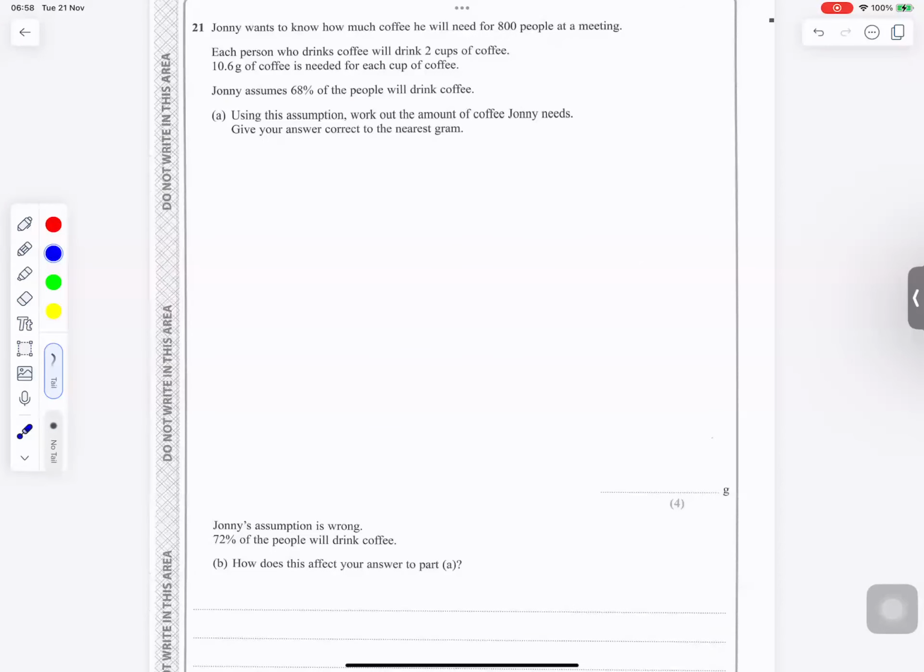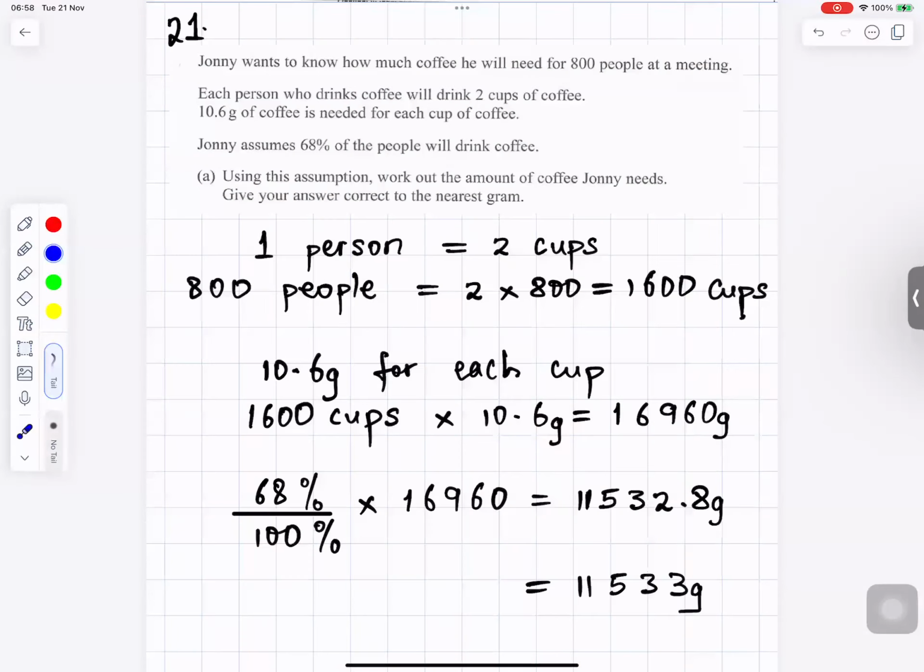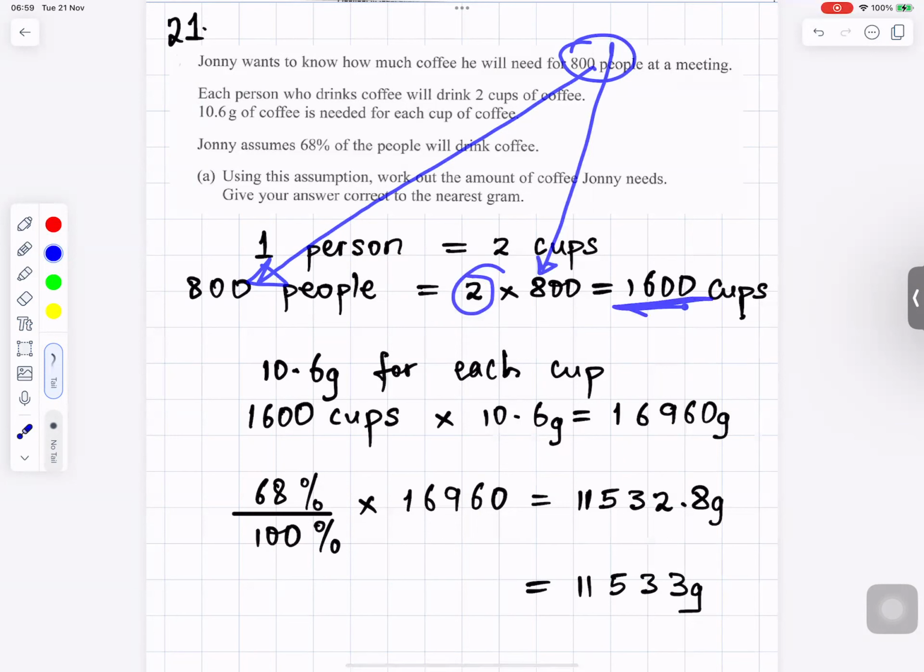That's question 21. One person drinks 2 cups. That's what it says. 2 cups means one person drinks 2 cups. So 800 people would drink how many cups? 800 times 2. So they'll drink 1,600 cups.